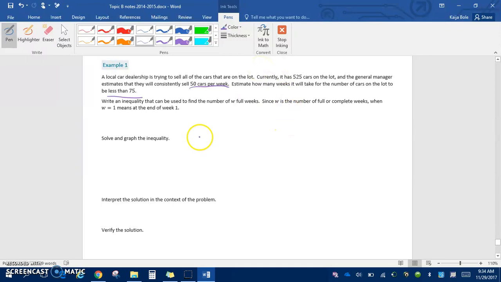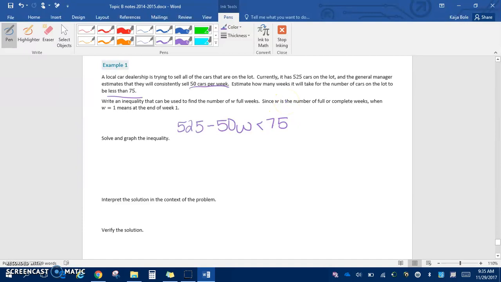So we know that they have 525 cars. And they think that they're going to sell 50 cars per week. So if they're selling 50, that means they're taking away 50, and then per week W, so we're going to multiply by W. And they want the number to be less than 75, so this would be less than 75.